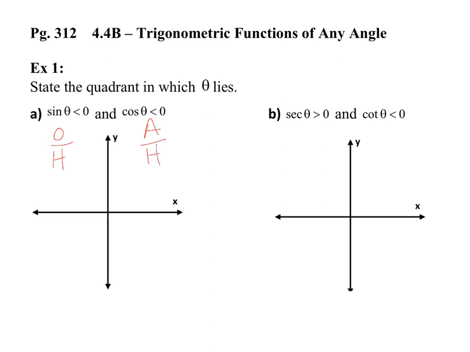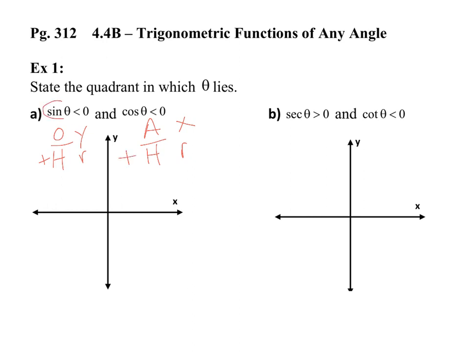They say sine is less than 0. What does that mean exactly? Well, hypotenuse, or r, is always positive. Your opposite always represents your y value. Adjacent always represents your x value. Once again, hypotenuse is r, and I know hypotenuse is positive.